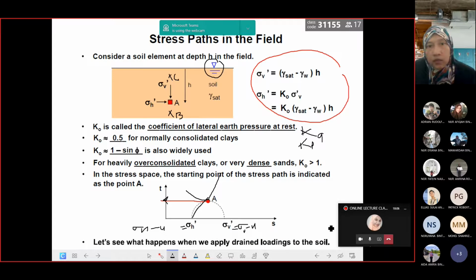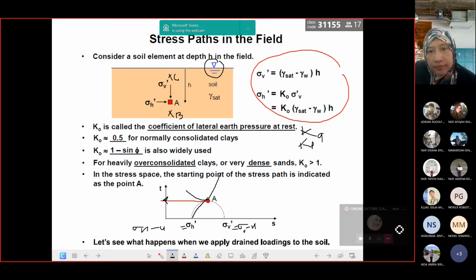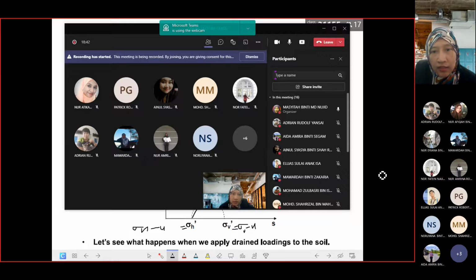So I like to ask, what do you understand from this slide? You want to give me answer? Siapa nak jawab? Apa yang you faham dengan slide ni? Aida Amira, what can you explain or what can you tell me what is the meaning on this slide here?